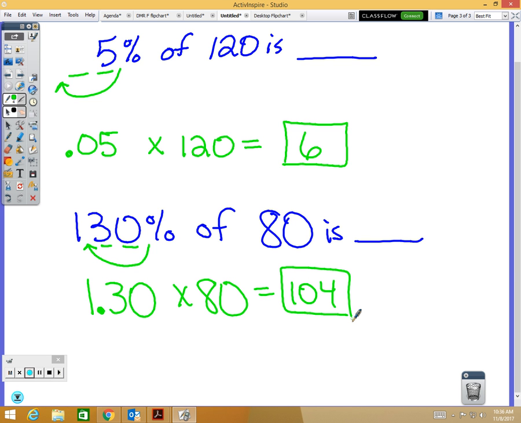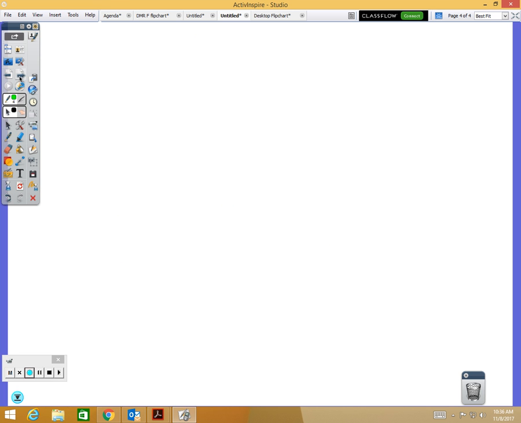Okay, so percent of a number. We have to be able to do this to be able to find tip, to be able to find commission. Tomorrow we're going to talk about finding a sale price, find a discount. We're going to need to be able to use this skill, okay? So that's why I wanted to review it real quick. All right, so now let's start talking about tip.